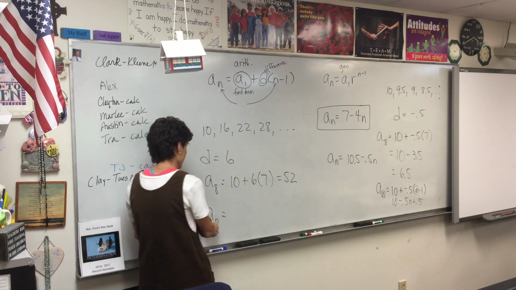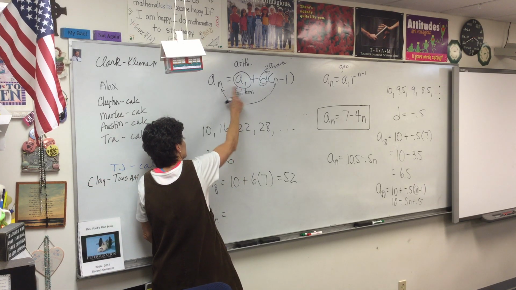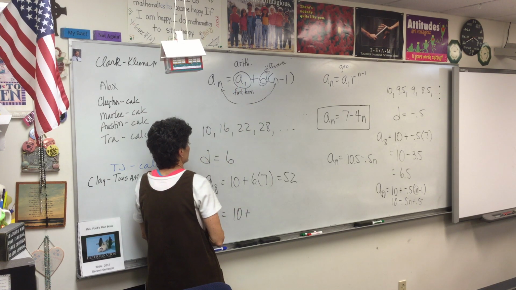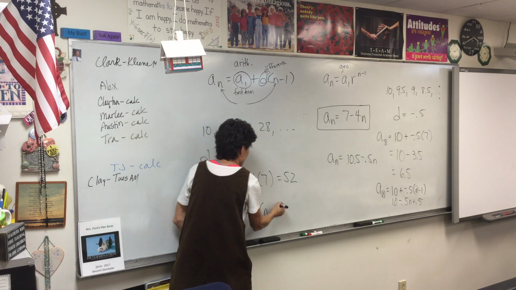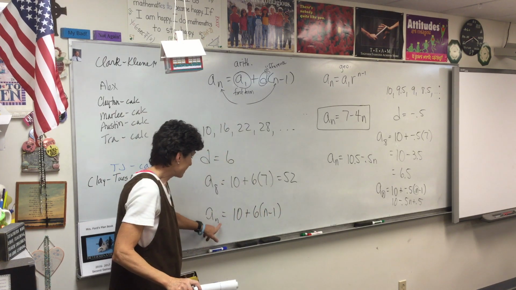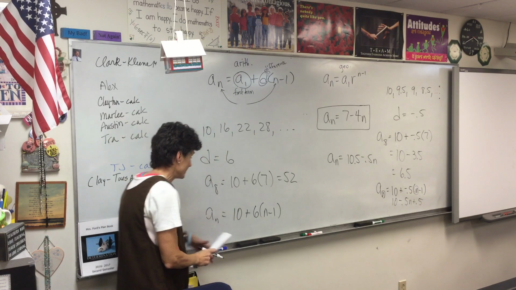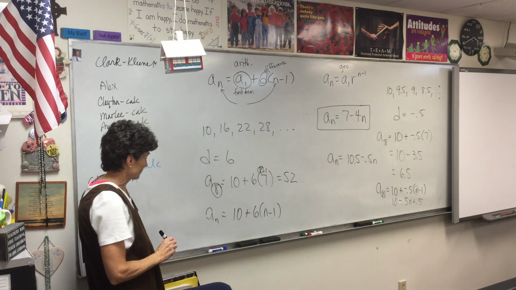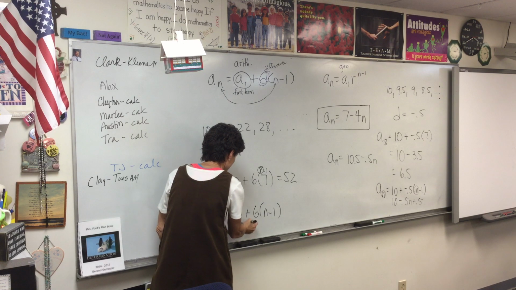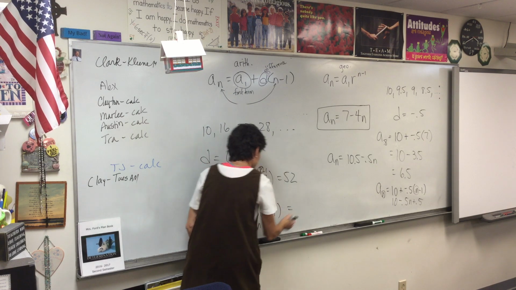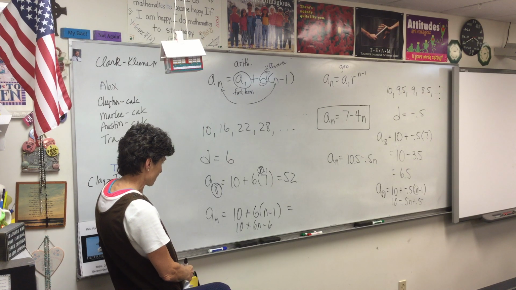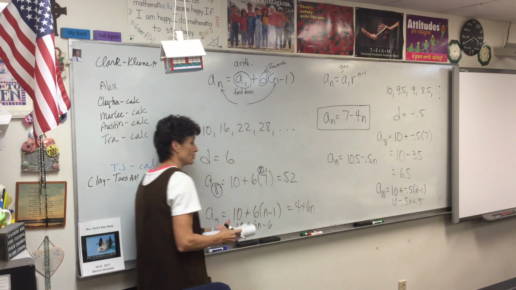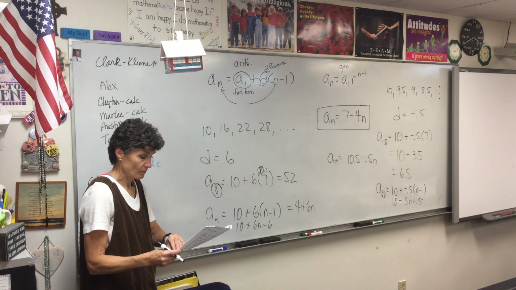All right, now A sub n. Formula says I need my first term, which is 10, plus the common difference, which is 6, times n minus 1. A sub n. N. These are always going to match. So n and n. Alright, so I have 10 plus 6n minus 6. What's that formula going to be? 4 plus 6n. That's called your explicit formula, or explicit rule.